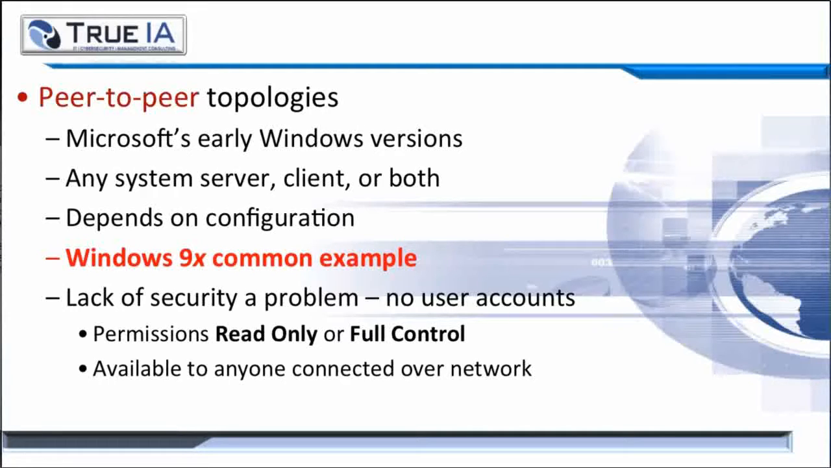Next would be peer-to-peer topologies. For instance, the early versions of Windows, like Windows 98, were designed solely around peer-to-peer topologies. Very little concern was given to security. Most of them didn't even have user accounts. You had basically two permission sets, read-only or full control.